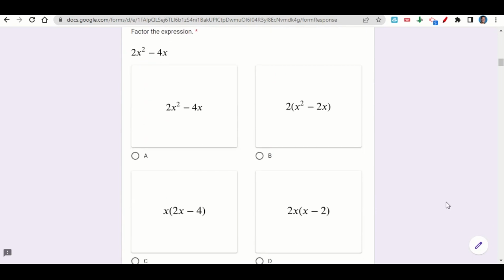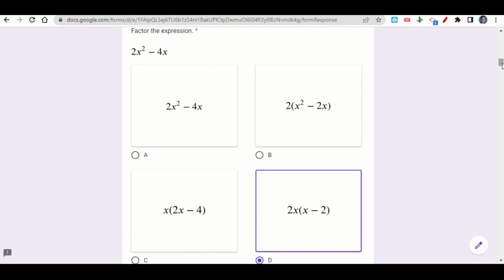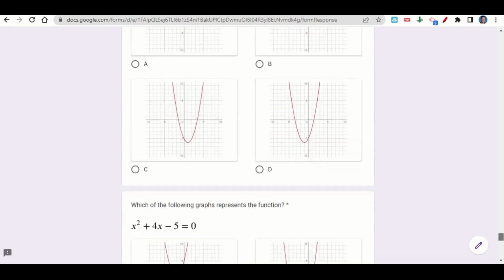Next one says factor the expression 2x squared minus 4x. Well, we can see that there's a 2 in common and an x in common, so we're going to pull out a 2 and an x. And when we do that, we're left with just x here and minus 2. So we should have 2x times x minus 2, which is this one here. And we'll continue to answer all of these until we get to the end.